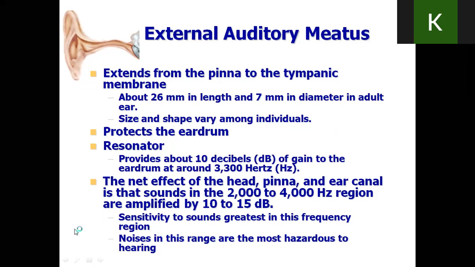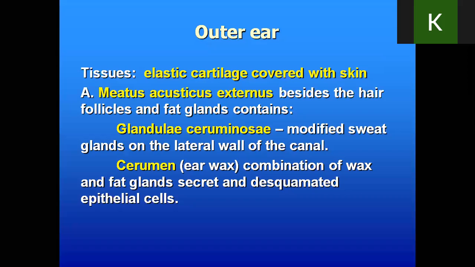The net effect of the head, pinna and ear canal is that sounds in the 2000 to 4000 hertz region are amplified by 10 to 15 decibels. So amplification is done by the external ear. Plus, sensitivity to sounds is greatest in this frequency region, and noises in this range are the most hazardous to hearing. So see, the noise which is hazardous to hearing is also protected against by this part of the ear. And elastic cartilage covered by skin is its anatomical structure.